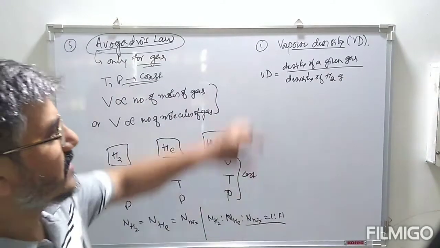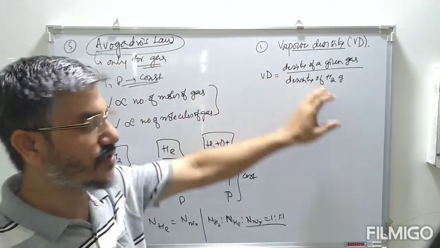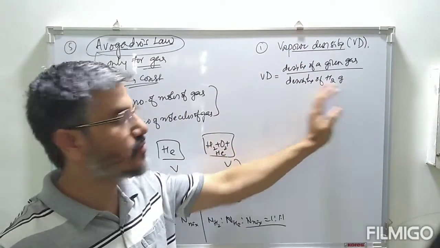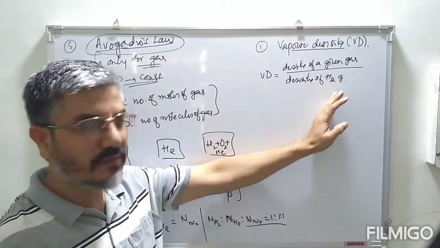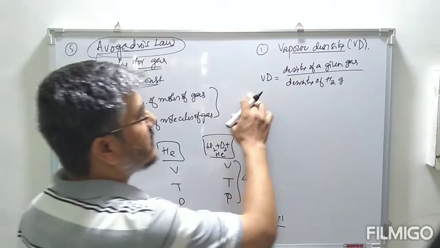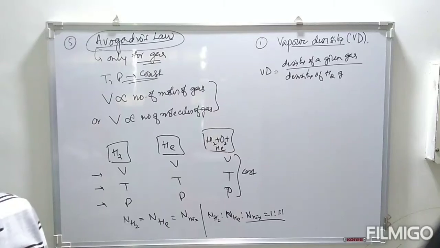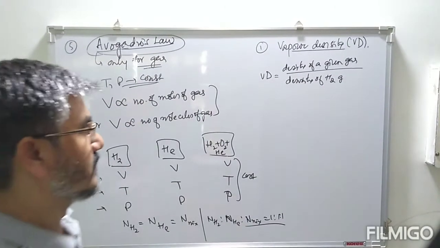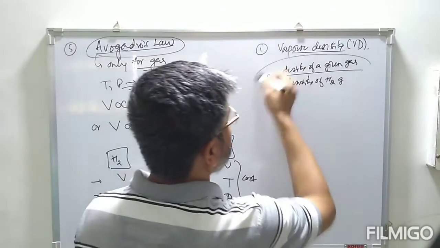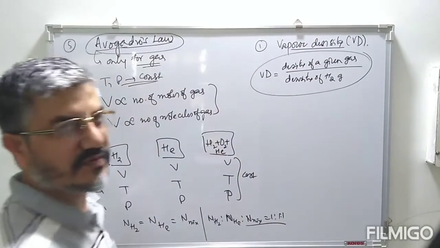So this ratio, numerator is density, denominator is density, so we have a ratio of two densities, so this cannot be a density. This is a pure number without any unit. So vapor density is density of a given gas divided by density of hydrogen gas, both measured at the same temperature and pressure condition. Now, for gases, we develop a relation between molecular mass and vapor density.